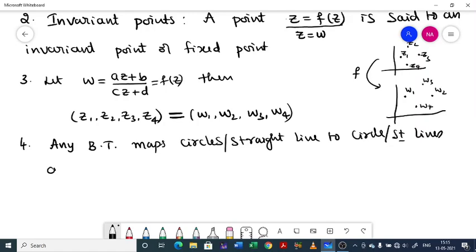Straight lines again. So the meaning of this is, if you have a circle here in Z plane, that will be mapped down to either a circle or a straight line in W plane. Again, if you have a straight line, it will be mapped to either a circle or a straight line in W plane. So any circle or straight line in Z plane will be mapped onto either a circle or a straight line in W plane.